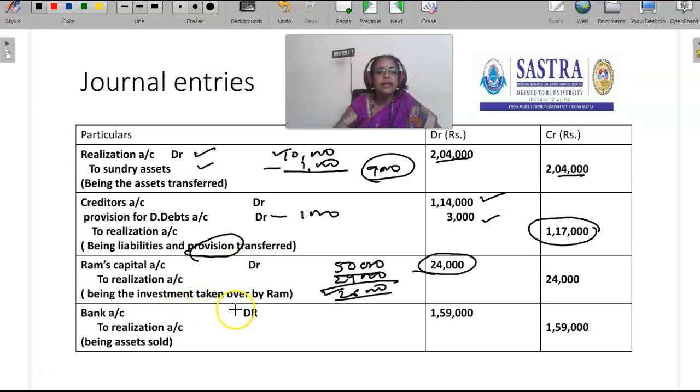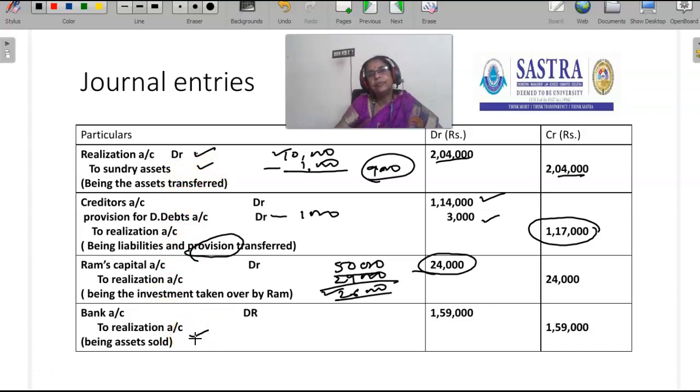Next, bank account debit to realization. Here we transfer the assets. For what purpose do we transfer the assets? For selling purposes. The firm is going to sell the assets, and so it transfers them. Okay, here they sold the assets.